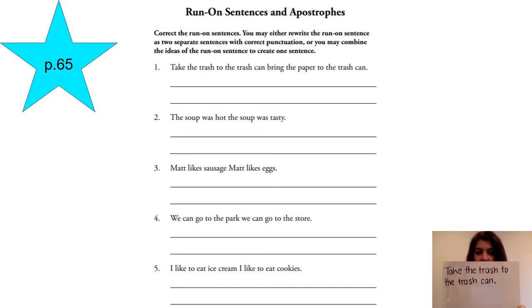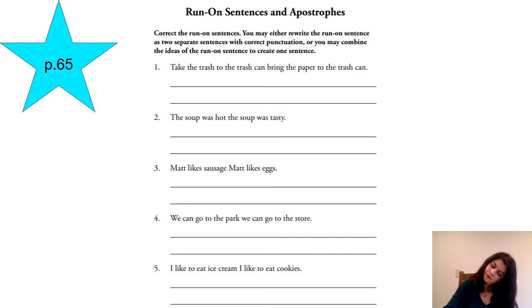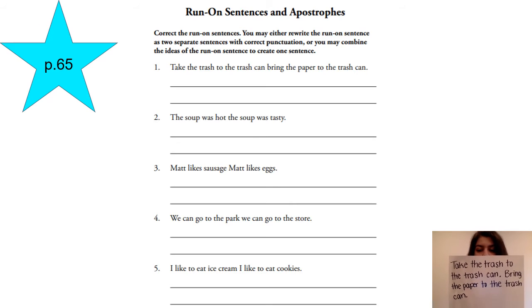After I write that first part of the sentence, then I need to write the second part that they include. Bring the paper to the trash can. So I'm going to leave a space, and then I'm going to write a capital B, bring the paper to the trash can, period at the end. So if we use our first method, it's going to look like this. We have two sentences. Take the trash to the trash can. Bring the paper to the trash can.